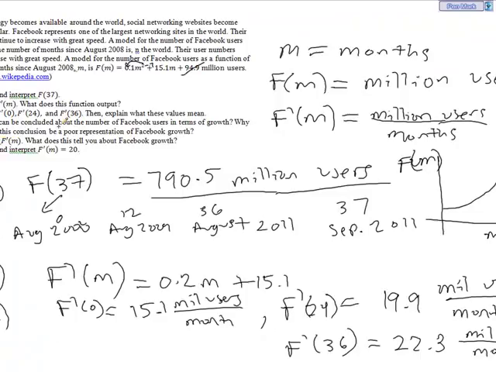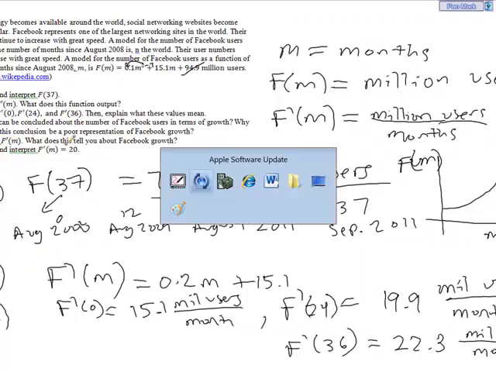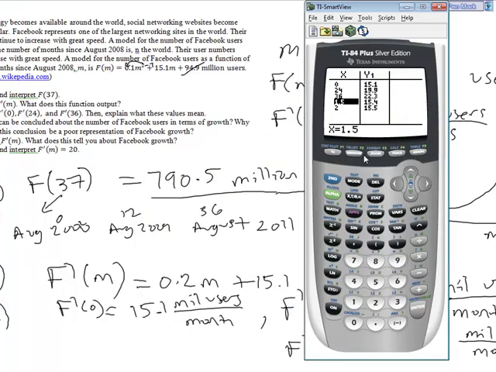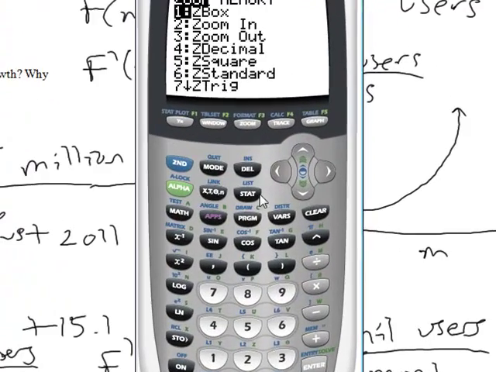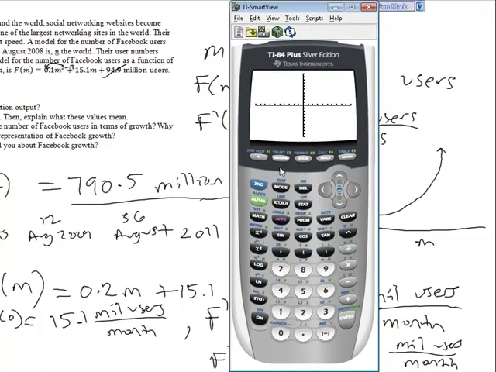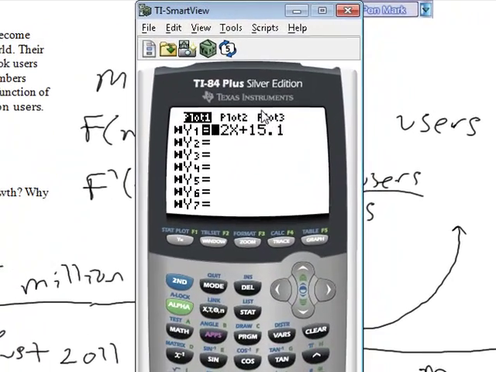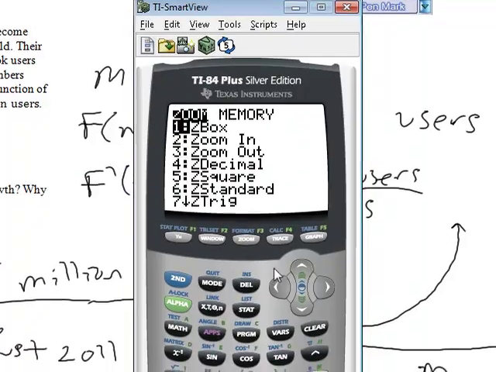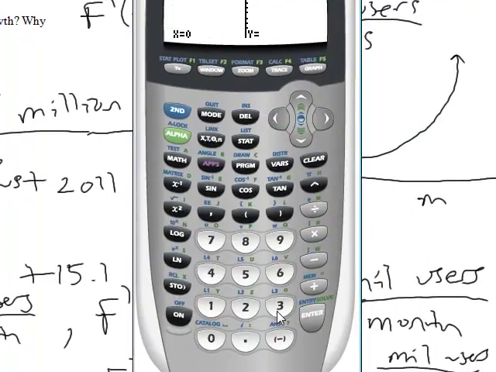Next we want to graph the derivative, and we want to figure out what this tells us about Facebook. So I'm just going to make sure that my zoom is set to standard. Now you can see I can't see the equation there yet because the vertical intercept for this derivative function is 15.1. Well, I could set my window, or I could just zoom out and probably will be able to see a pretty good picture of it. So there it is. And I see that the derivative function itself is linear.